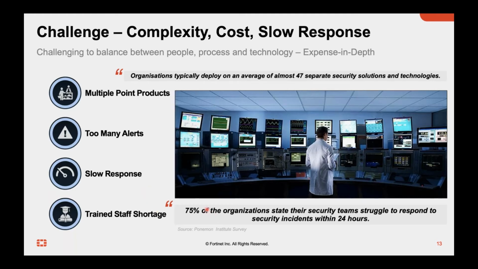And ultimately, it looks like 75% of organizations state their security teams struggle to respond to security incidents within 24 hours. So imagine if you have a remote access attack or supply chain attack, the team will not be able to know within 24 hours if the attack is happening or the attack has already happened. So the operator or security analyst doesn't want to be in this position.